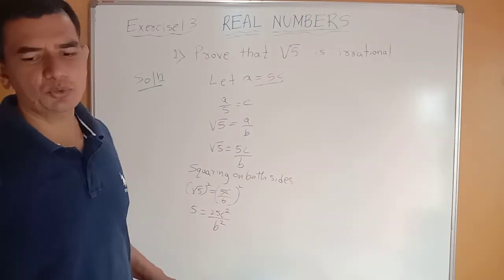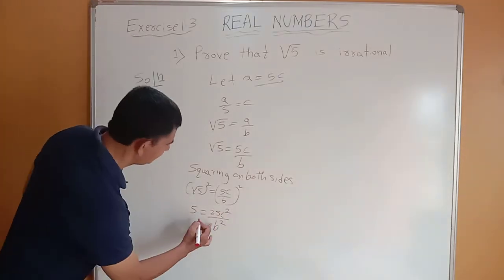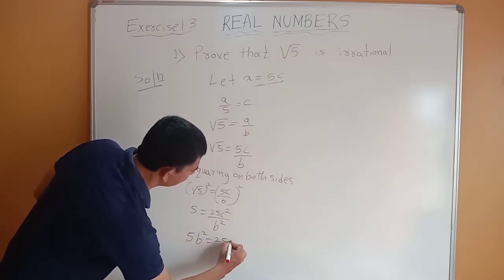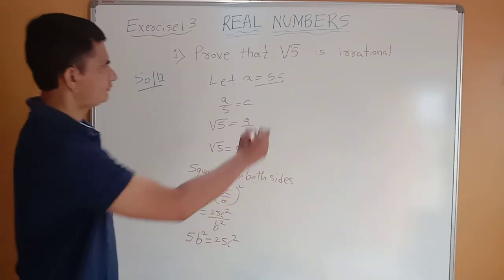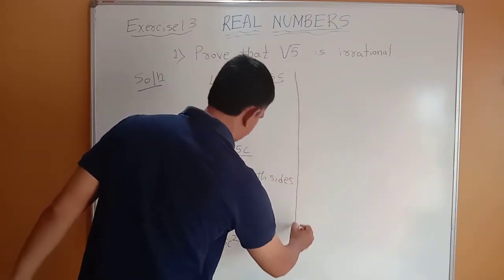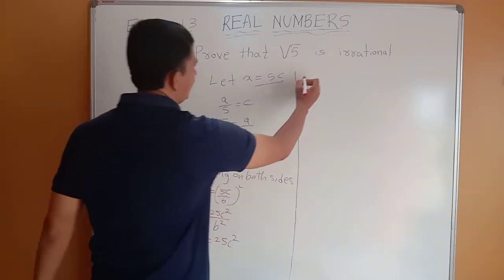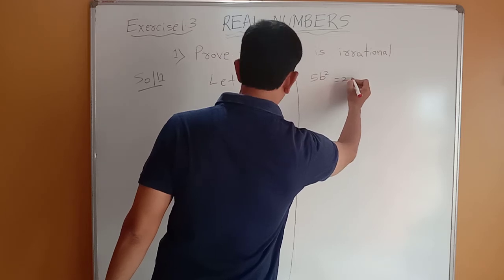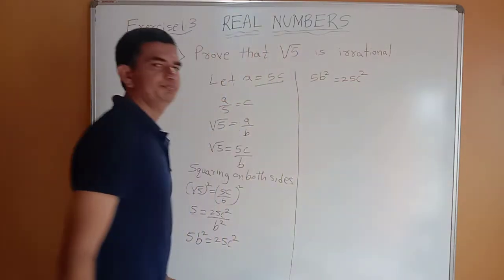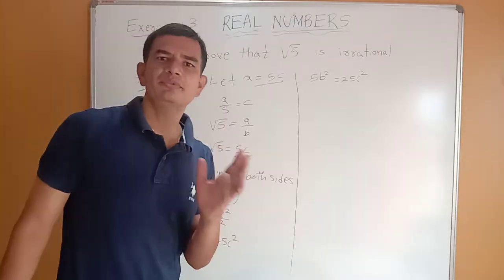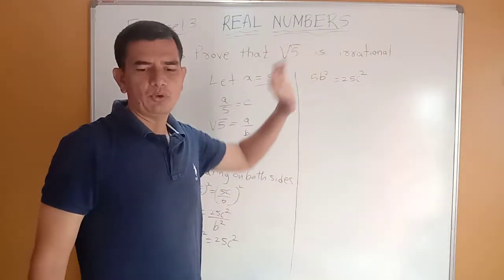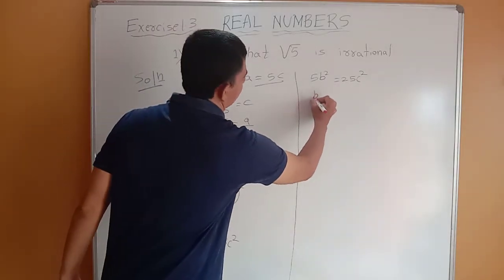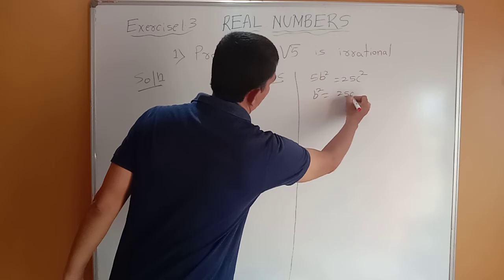Now what step we can do here? 5b square is equal to 25 c square. I will continue here next. Here we have written, I will take this step upside: 5b square is equal to 25 c square. Now what is the next step? Let's think about this statement. What we can do here? We can find the b square is equal to 25 c square by 5.